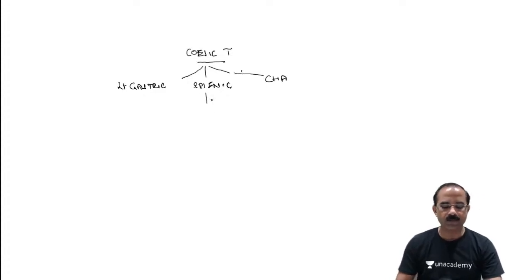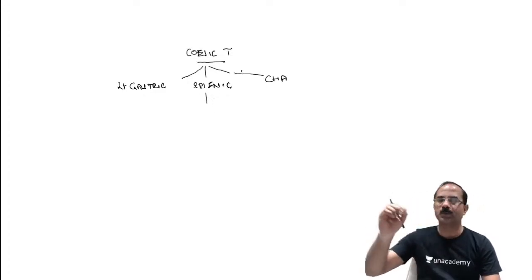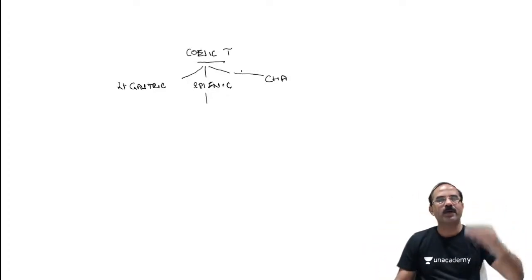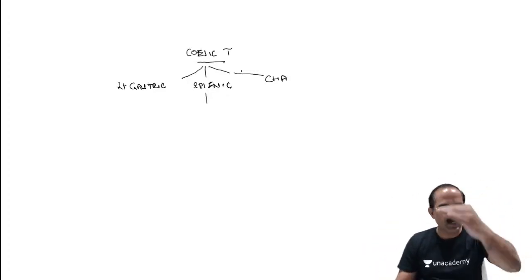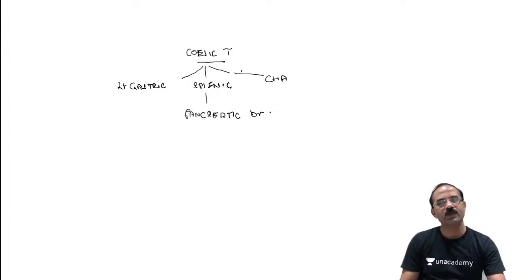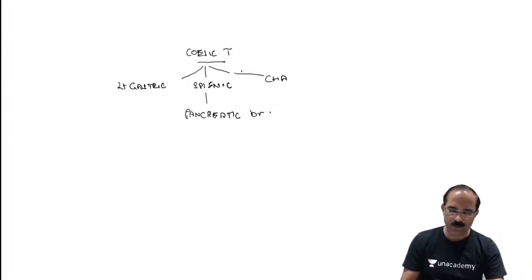The splenic artery runs on the superior border of the body of the pancreas, correct? It runs on the superior border of the body of the pancreas. So on its way, it gives branches to the pancreas. We call this as the pancreatic branches. It gives branches to supply the fundus of the stomach. What do you call this as? The short gastric branches.